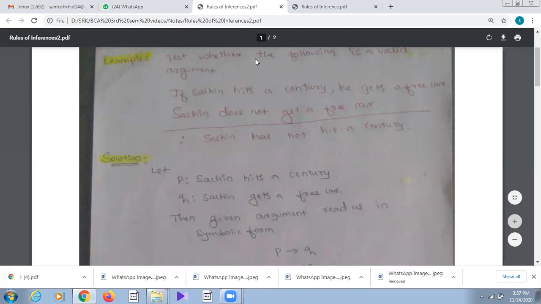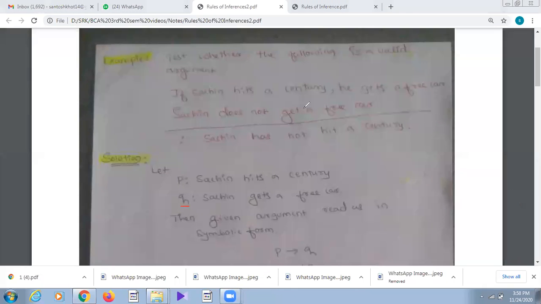What are the primary statements in this whole argument? Before checking the validity of any argument, we have to identify the primary statements. In the first premise, Sachin hits a century. This is one primary statement, which we denote P. And he gets a free car. He means Sachin only. Sachin gets a free car is the second statement, which we denote Q. Next, Sachin does not get a free car. This is the opposite of Sachin gets a free car, so that is the negation of Q.